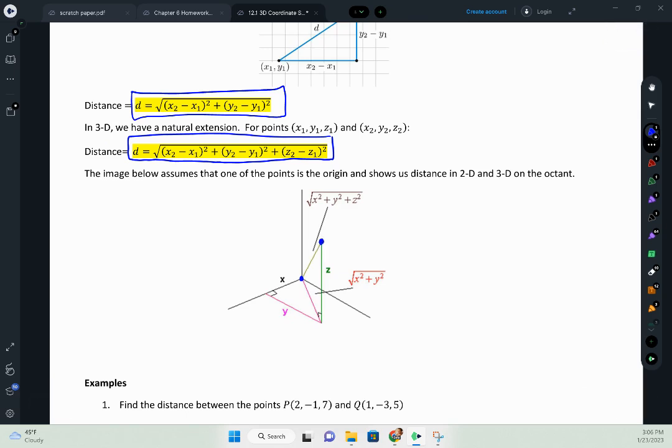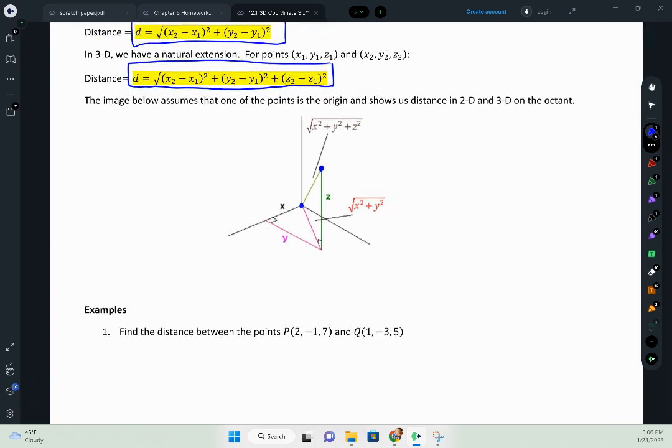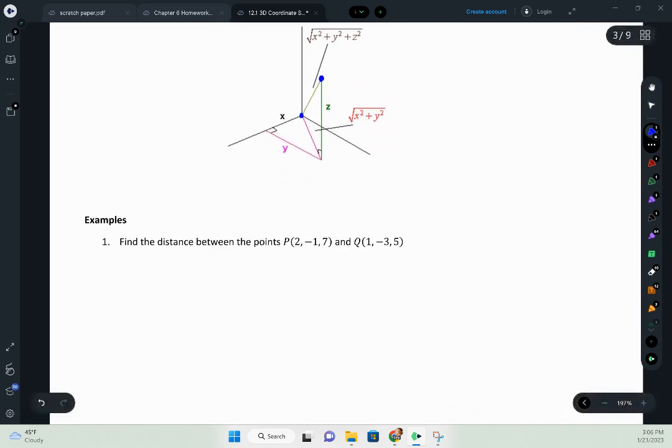But let's go ahead and use it. We've got an example right now. The distance between the 2 points, P, which is (2, -1, 7), and Q, which is (1, -3, 5). So we're going to just plop that right into our formula. D is equal to the difference in the x values. So I'll start with the first one and subtract the second one, 2 - 1 squared, plus the difference in the y values, -1 minus a -3 squared, plus 7 - 5 all squared.